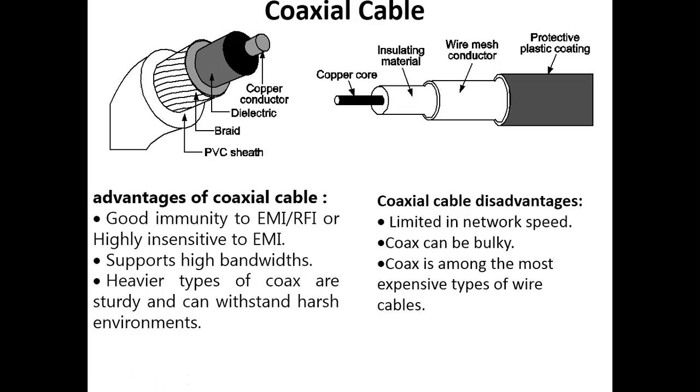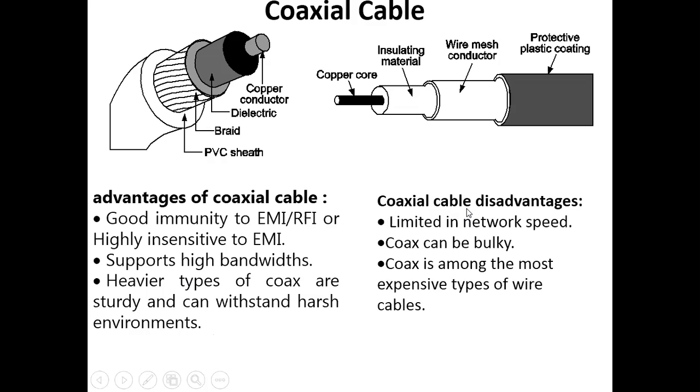Various advantages of coaxial cable are there. Number one, good immunity to electromagnetic interference or RF interference. Supports high bandwidths, up to 1 megahertz you can go and have the bandwidth, and accordingly the bitrate supported by that coaxial cable is calculated. Then, heavier types of coaxial cables are sturdy and can withstand harsh environments. So these are the basic advantages of coaxial cable.